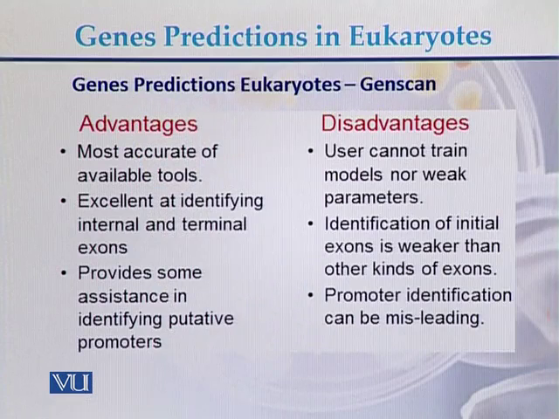There are some advantages and disadvantages. It is the most accurate of the available tools, but the user cannot train the model nor tweak parameters. So this is the comparison between the advantages and disadvantages of the tool called GENSCAN, which is used for gene prediction in the case of eukaryotic genomes.